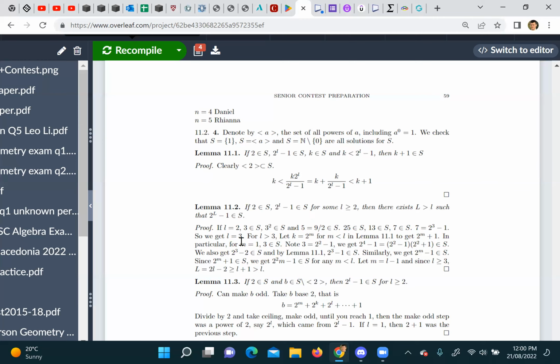Anyway, so the point is, L is greater than 3. Yeah. Okay. I'll start sealing the balls.